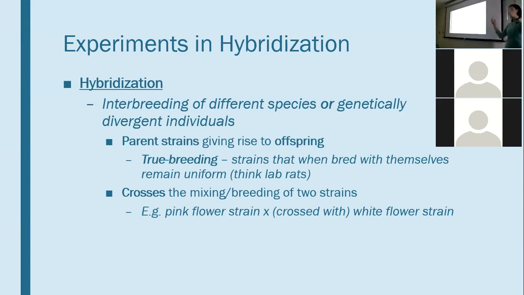We'll be talking a lot about plants, right? So if I have a red tulip, and no matter how many times I propagate this red tulip, I only ever get red tulips, right? It is true breeding, right? When they are bred with themselves, they remain uniform. Lab rats are another example, right? Lab rats are bred into strains so that if I purchase some particular strain of lab rat, if I breed them together, they will only reproduce individuals basically identical to themselves. True breeding.